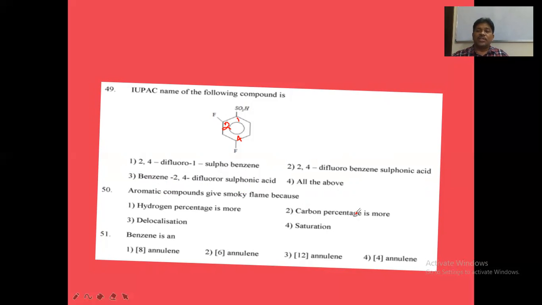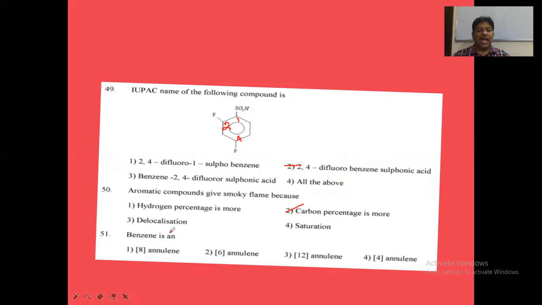So the carbon percentage is greater than the hydrogen percentage, and because of that, aromatic compounds produce a sooty or smoky flame. The next one: what is the answer here? The carbon percentage is more in this, so the answer is 2,4-difluorobenzene sulfonic acid.